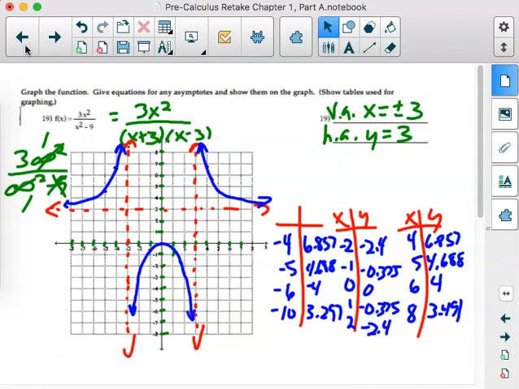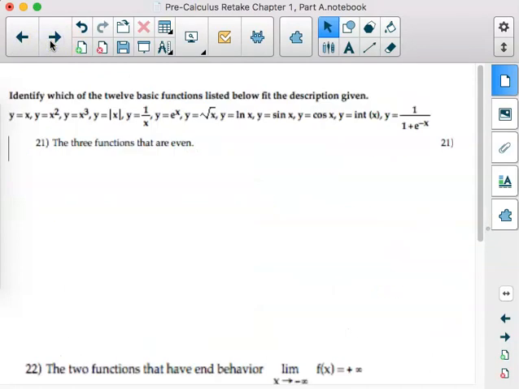Hoping I didn't skip one here. Alrighty, identify which of the 12 basic functions listed below fit the description given. Like I had mentioned in the lesson, we're giving you all of the 12 basic functions, but you have to know what's going on with them, and you have to understand the language.